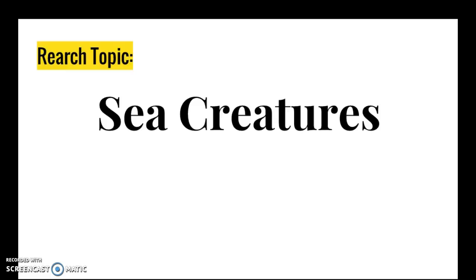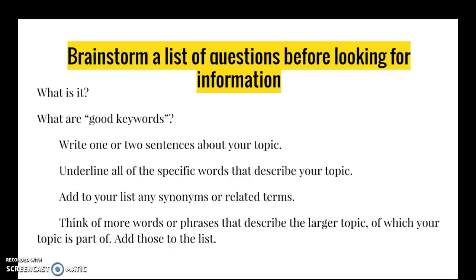All right, your research topic, this is your task, is sea creatures. So I want you to brainstorm a list of questions before you start looking for information. And us adults are as bad as the kids. The first thing we want to do is start Googling everything. I don't want that. Students shouldn't run right to the Chromebooks to start their research. They need to start with paper and pen in hand. So, what is it? What are we doing? What are we looking for? What are good keywords? All of this you need to model for them also.